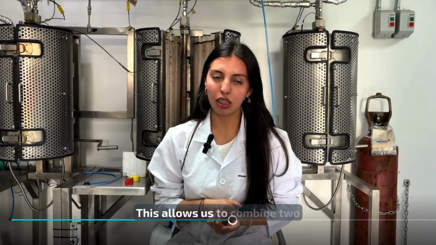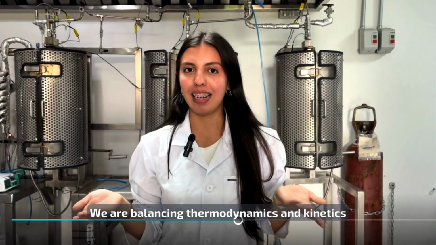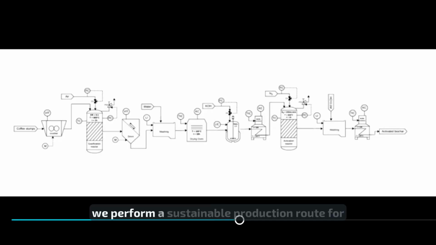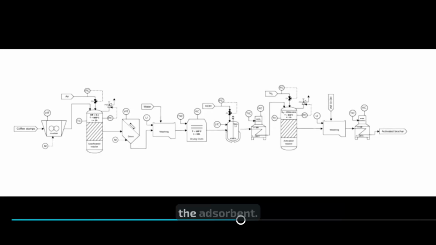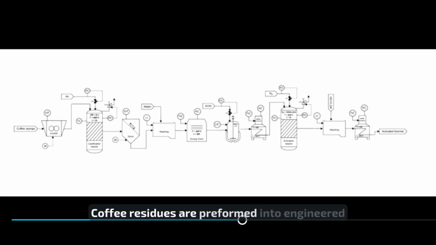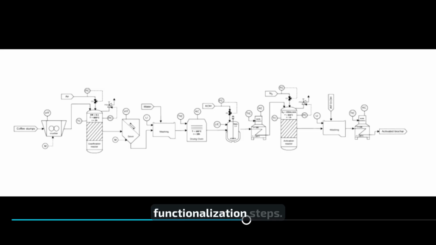This allows us to combine two mechanisms, physisorption for capacity and chemisorption for selectivity. We are balancing thermodynamics and kinetics. So we've designed a sustainable production route for the adsorbent. Coffee residues are transformed into engineered biochar through thermochemical processing, followed by chemical activation and functionalization steps. This integrated process ensures material performance, scalability, and alignment with the circular economy principles.